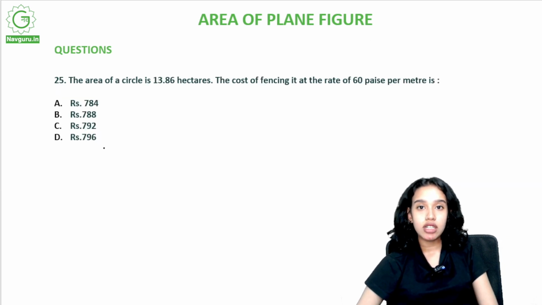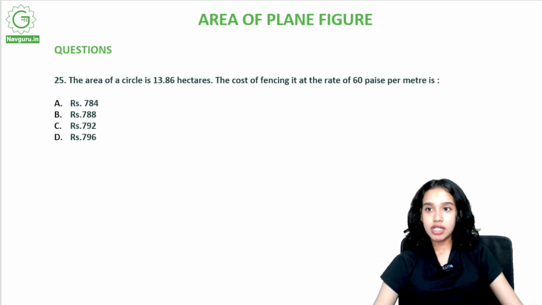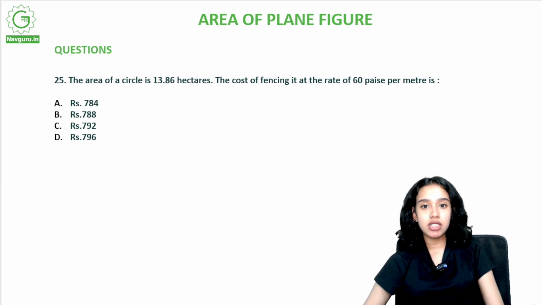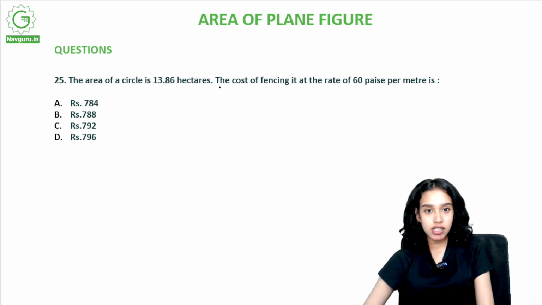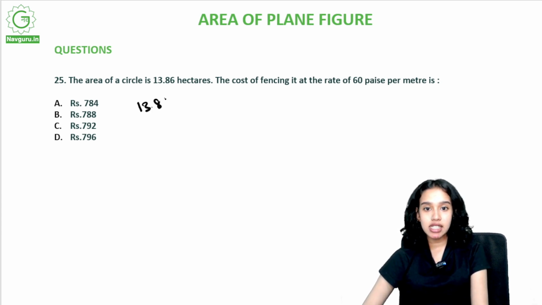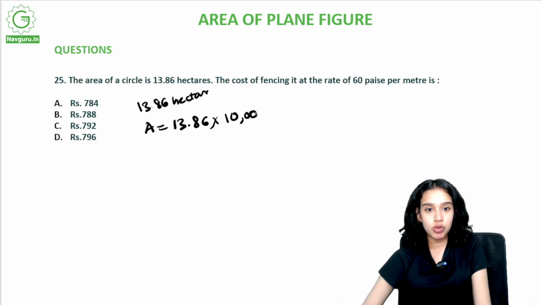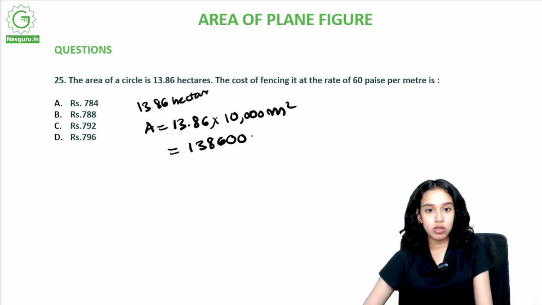Now let's go on to the last question. So let's solve this question. The area of a circle is 13.86 hectares. The cost of fencing it at the rate of 60 paise per meter is. So we have 13.86 hectares, the area. So area is equal to 13.86 into 10,000, since 1 hectare is 10,000 meter square. So this is equal to 1386, and how many zeros? We move 2 zeros. Now we have 2 more zeros.